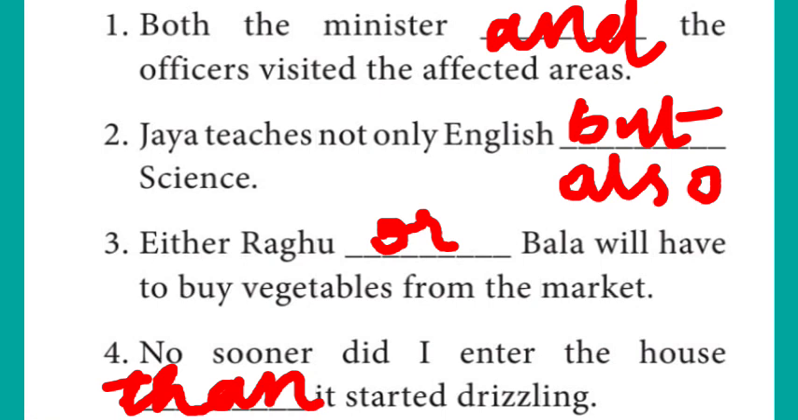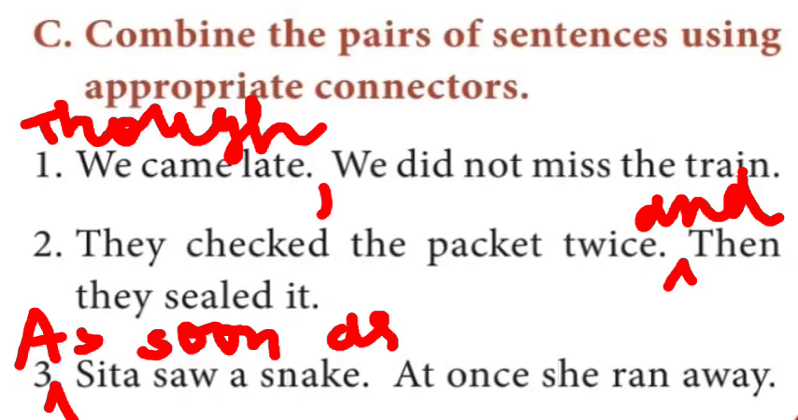Second one, Jaya teaches not only English but also science. Here the pairing words are not only but also. Next one, either Raghu or Bala will have to buy vegetables from the market. Here the pairing words are either or. Next one, no sooner did I enter the house than it started drizzling. No sooner than. So these are what conjunctions? Yes, correlative conjunctions. Do you understand?